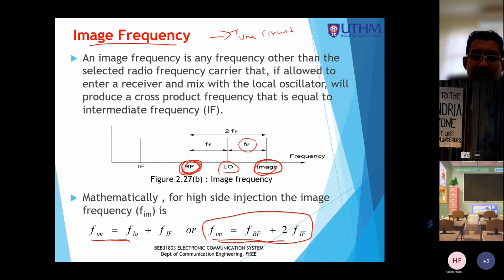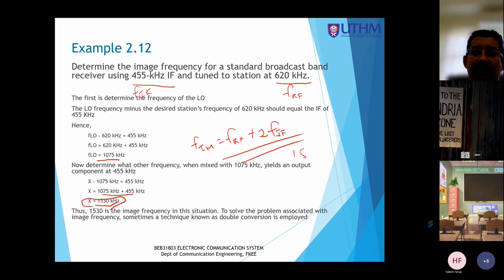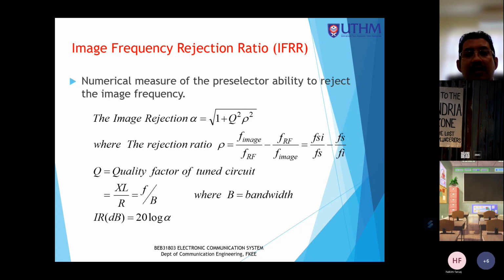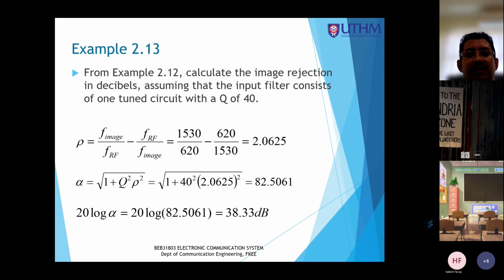This is in the notes. So you will get 1530 kHz. This is very straightforward. Then this is the last one.